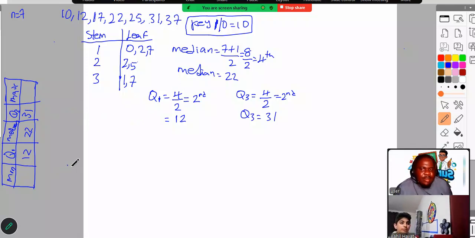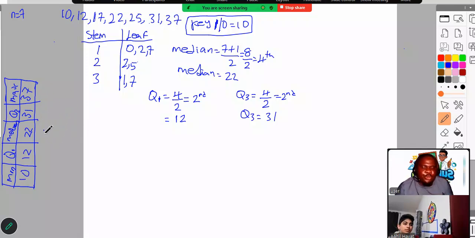Then we'll talk about the maximum and the minimum values. So which number here is the maximum value? The highest number we can get in this set is 37. That is 3 and 7. That's the highest number we can get, which is 37. And the smallest number we can get is 1 and 0, which is 10. That's the smallest number.